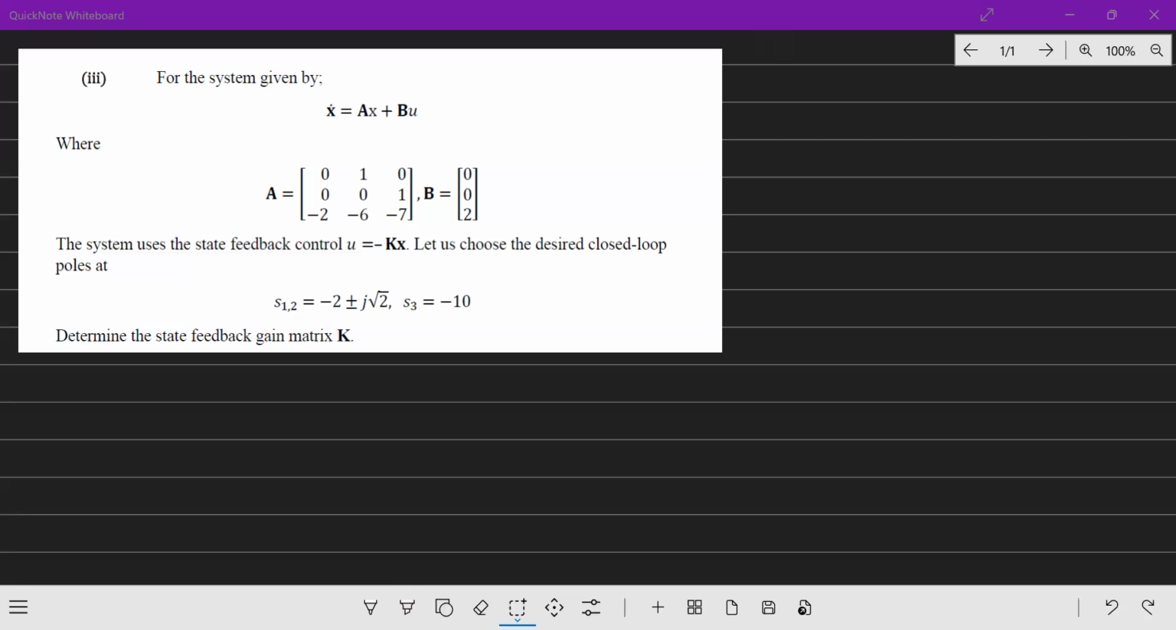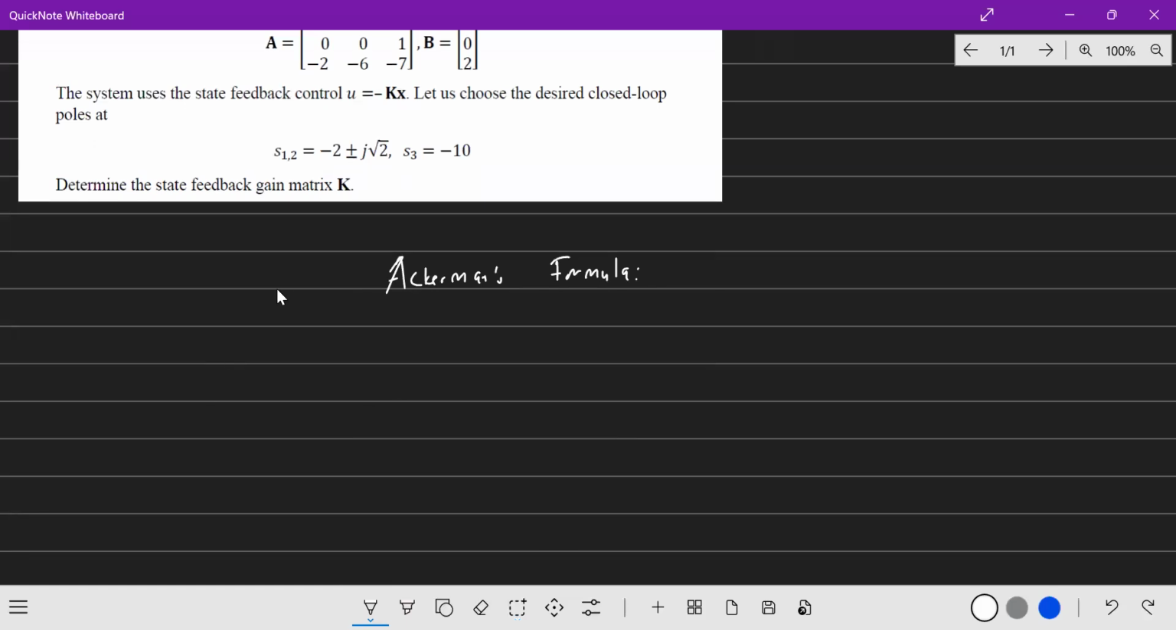Okay, so the Ackermann's formula works like this, guys. I'm going to use Ackermann's formula here. The other method I use is the direct method, right? I've used this many times. So I'm going to apply Ackermann's formula. Ackermann's formula works like this, guys.